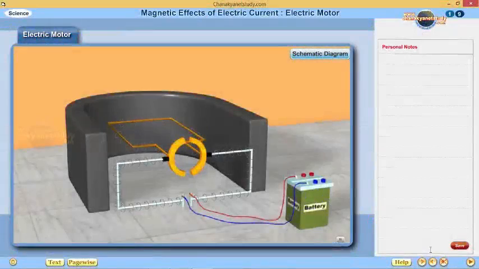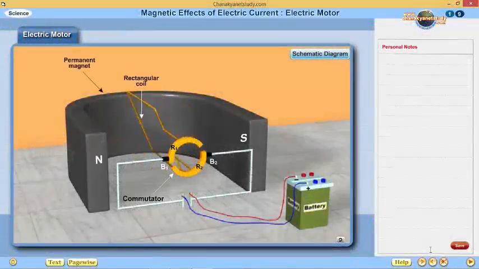Electric motor: a device which converts electrical energy into mechanical energy is called an electric motor. Principle: an electric motor works on the principle that a current-carrying conductor placed in a magnetic field experiences a force.